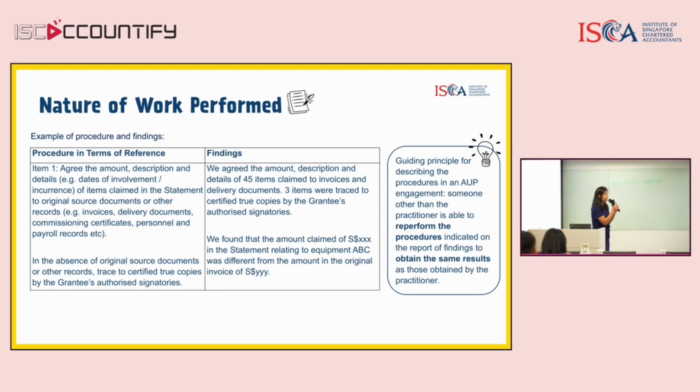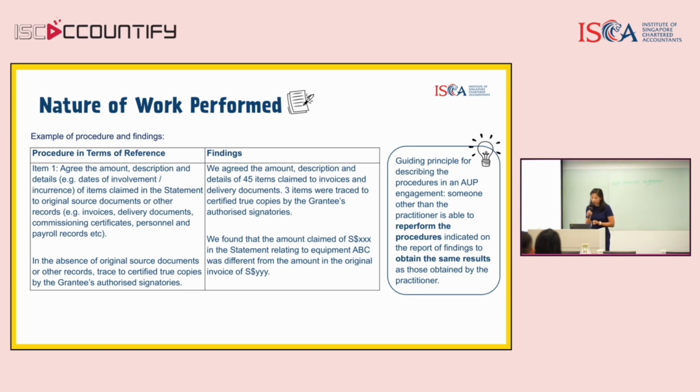Here is an example of how procedures are described and findings are reported in the AUP report. Before that, I want to draw your attention to the right-hand side box, the one with the little light bulb, just to highlight the guiding principle when describing procedures. It is for someone other than the practitioner, maybe you, to be able to re-perform the procedures indicated in the report of findings and obtain the same results as those obtained by the practitioner. So the way the procedures are described has to be clear, not subject to different interpretation by different parties.